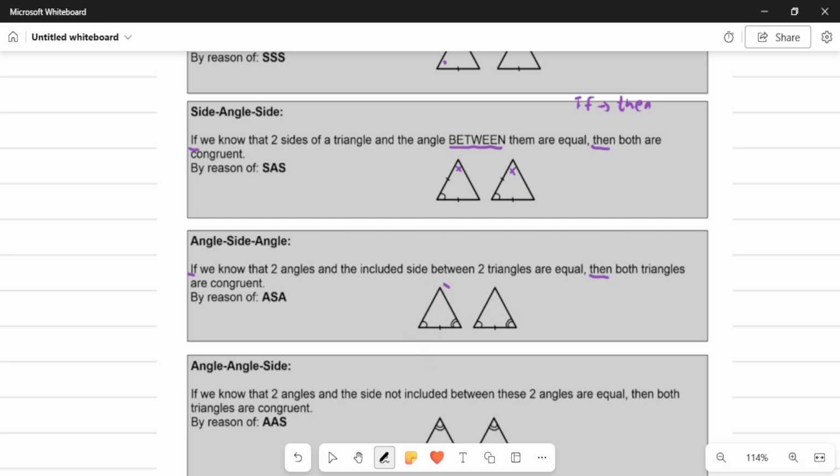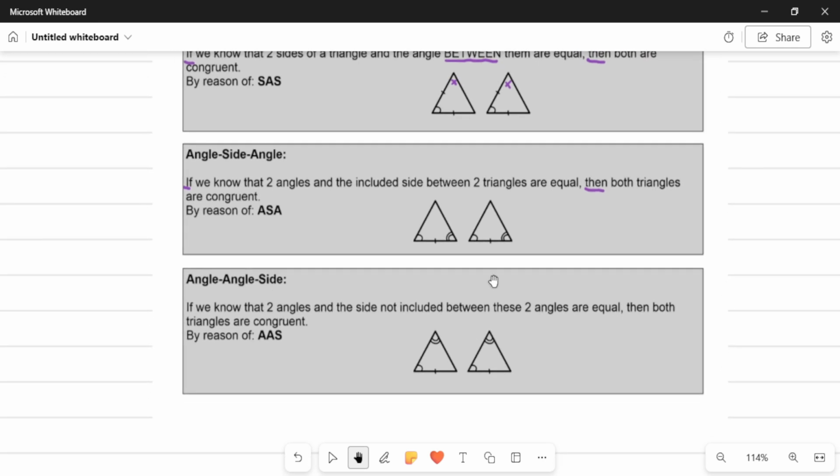And the significance of that is every side and angle of this triangle is equal to every side and angle of this triangle. So why do we do this? Because there could be some information here that I need for this triangle. So by proving them congruent first, then I can literally copy information because they are exactly the same. The next one is angle, angle, side.